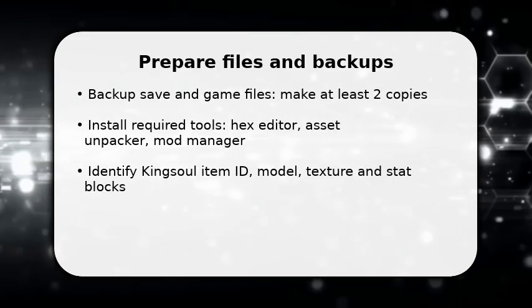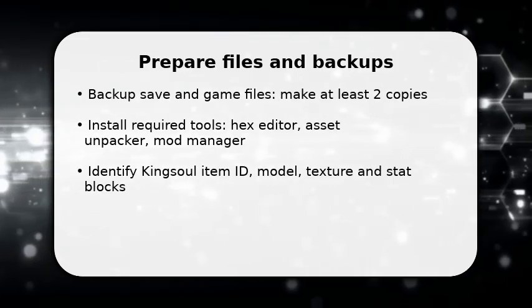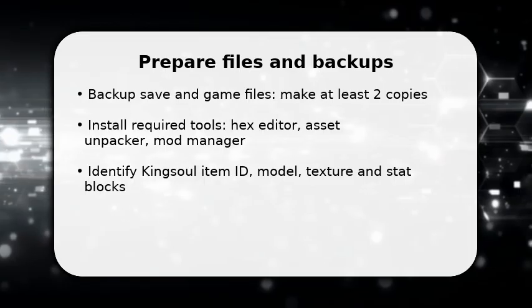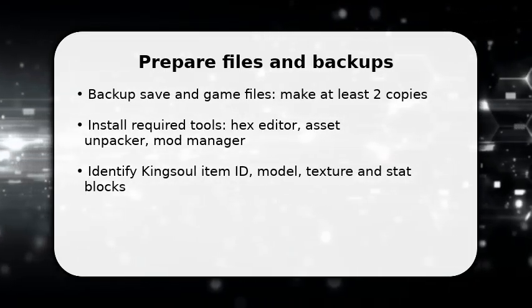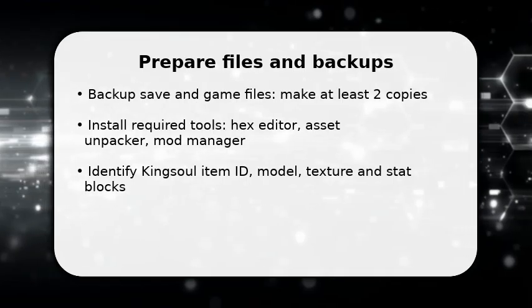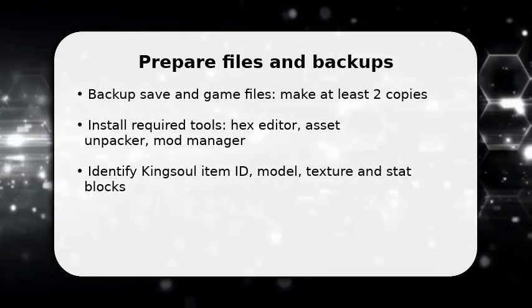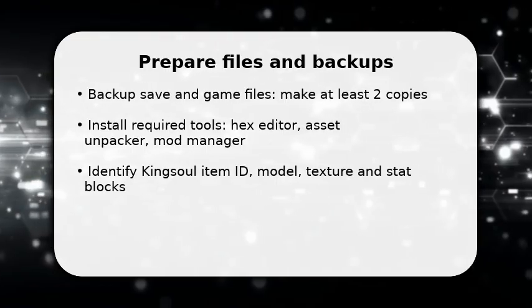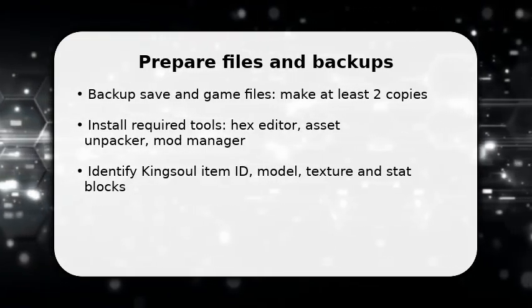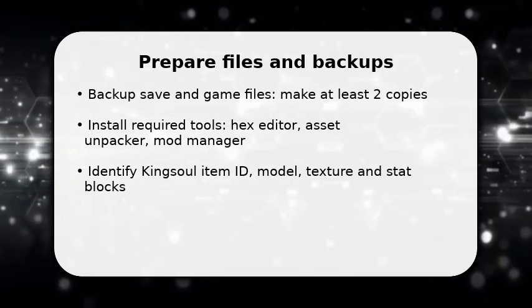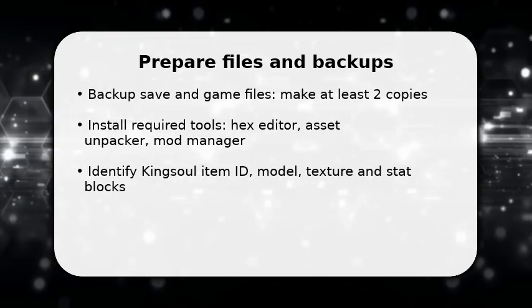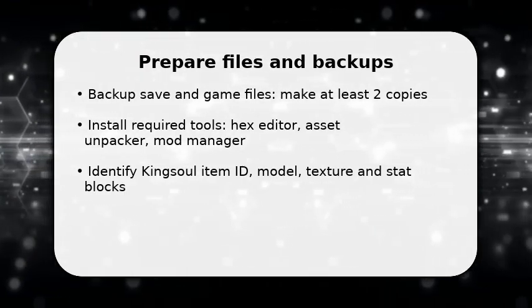You start by creating explicit backups of your save and game install. Keep 2 separate copies offline. Then install the hex editor, asset unpacker, and your mod manager. Locate Kingsoul's item ID, model file, texture, and stat blocks inside the unpacked assets. Once done, note offsets and file names, record them in a short checklist so you don't guess later. This sets a safe foundation and prevents corruption while you perform the conversion.